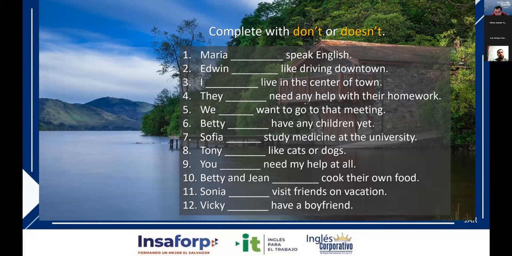Maria doesn't speak English. Edwin doesn't like driving downtown. I don't live in the center of town. They don't need any help with their homework. We don't want to go to the meeting. Betty doesn't have any children yet. Sophia doesn't study medicine at the university. Tony doesn't like cats or dogs. You don't need my help at all. Betty and Jean don't cook their own food. Sona doesn't visit friends on vacation. Vicky doesn't have a boyfriend.